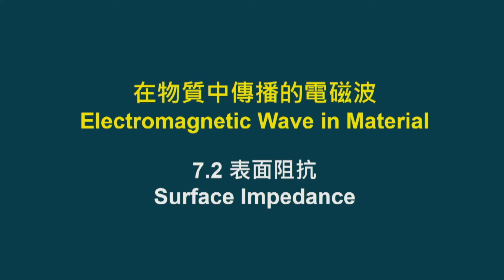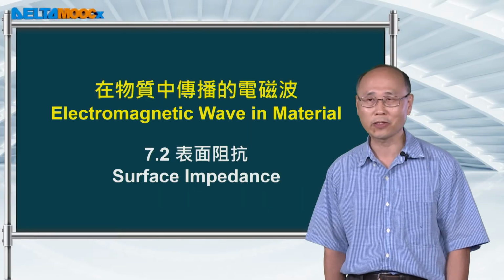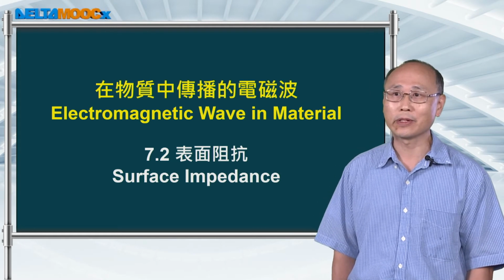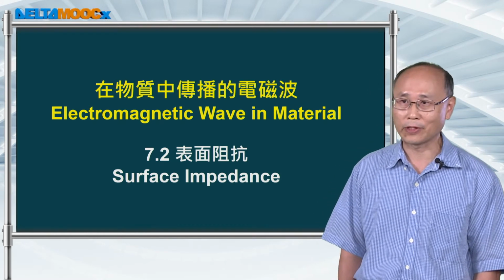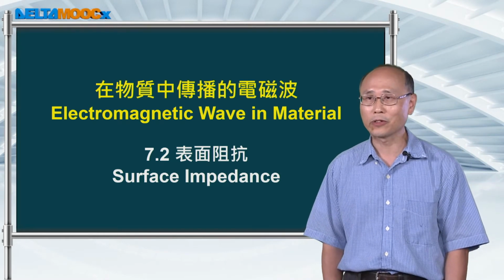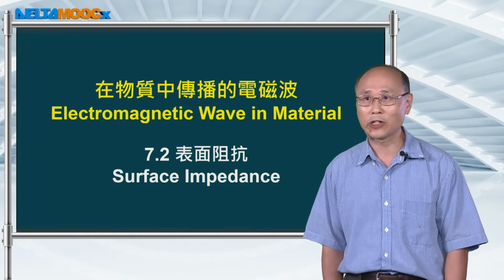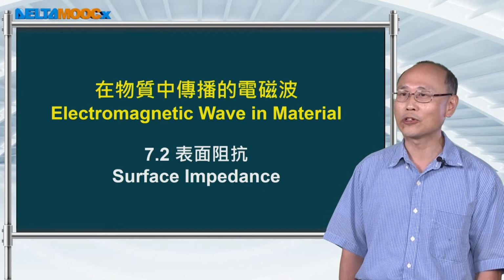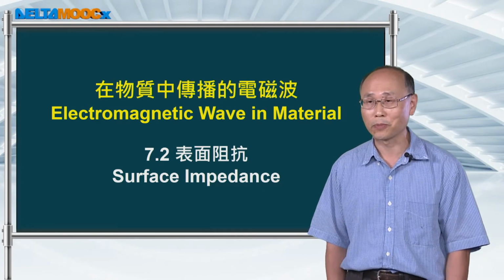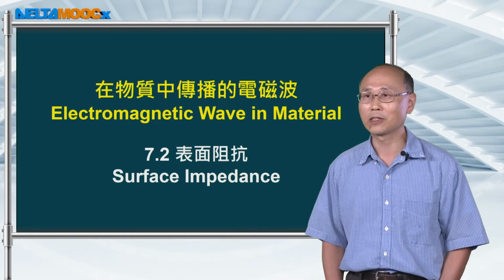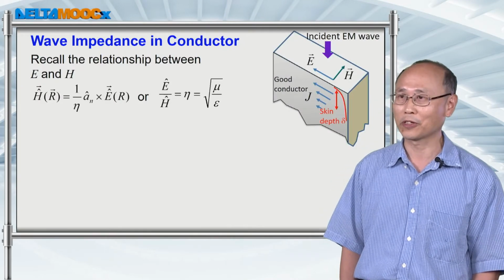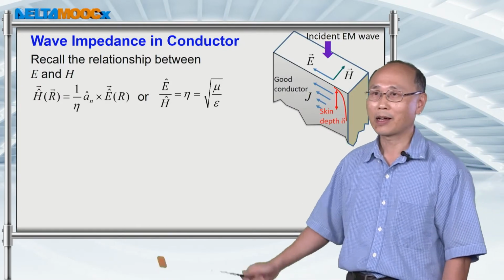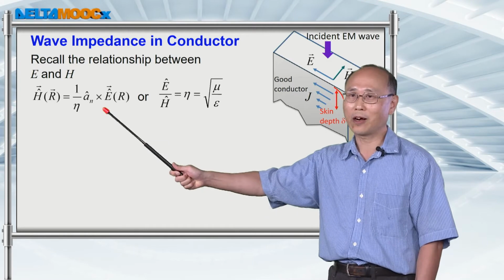Now I want to talk about impedance. Impedance is quite important because it tells you the ratio between electric field and magnetic field. And if you look into a circuit, it means the ratio between voltage and current. So we want to find out the relationship between the two variables, and we talk about surface impedance on a piece of conductor. And let's look at the definition of the impedance.